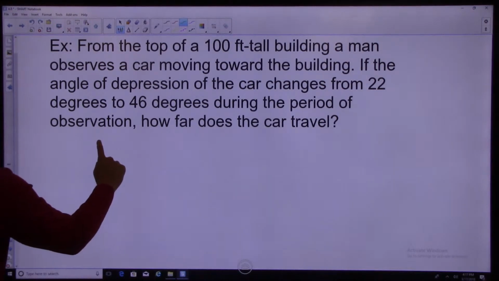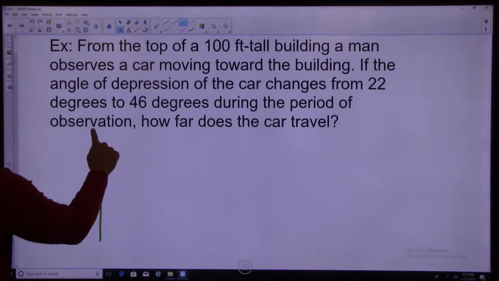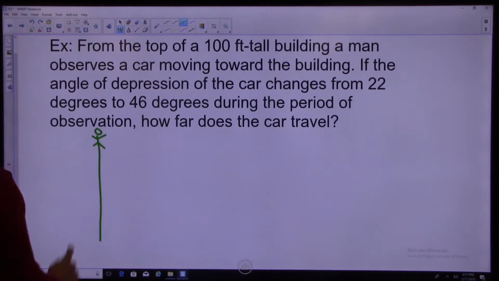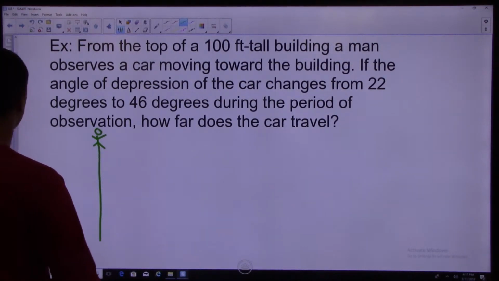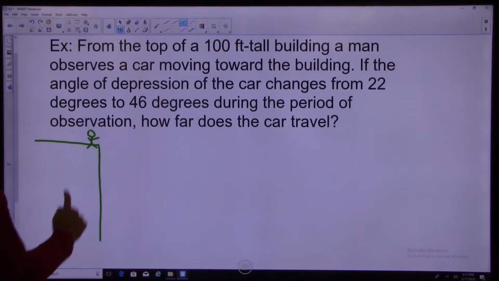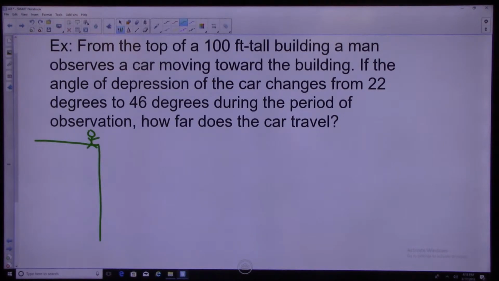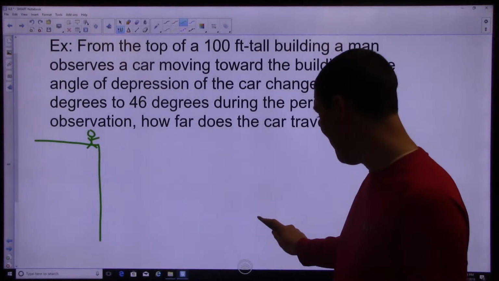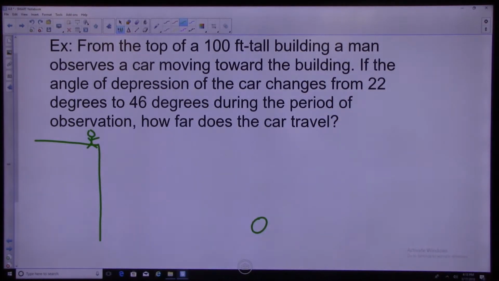Let's say this is the building. Again, here's my guy at the top. Let me fix that. Let's make it right here. Alright, so he's at the top of this building. And again, you don't want me to draw a car. So here's my car. Alright, I know that's kind of lame, but I can't draw cars. I can't draw anything really. Stick figures is about it. So that's my car, and it's traveling toward the building. Okay. And by the way, this is 100 feet. It tells us the building's 100 feet tall.